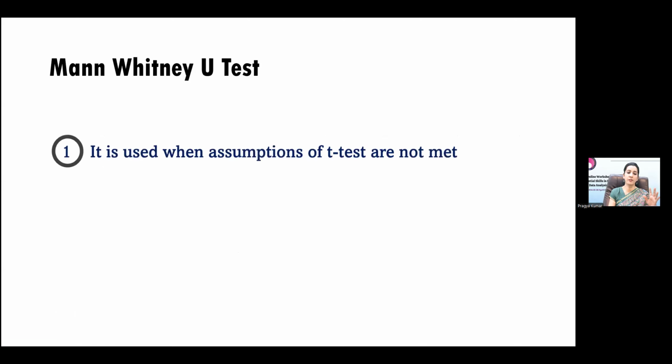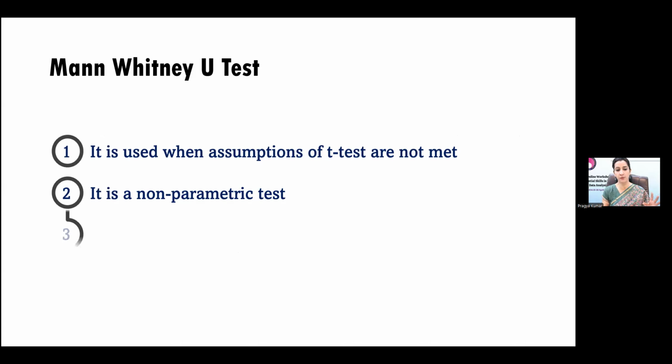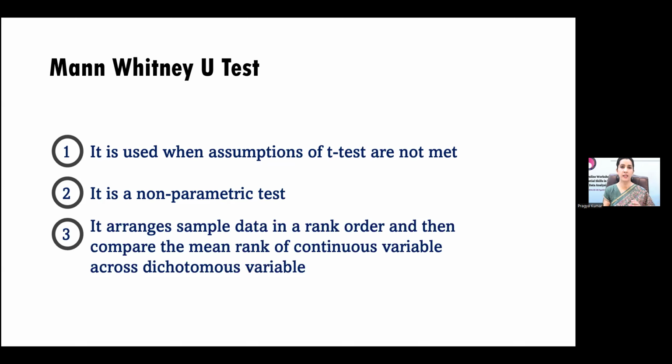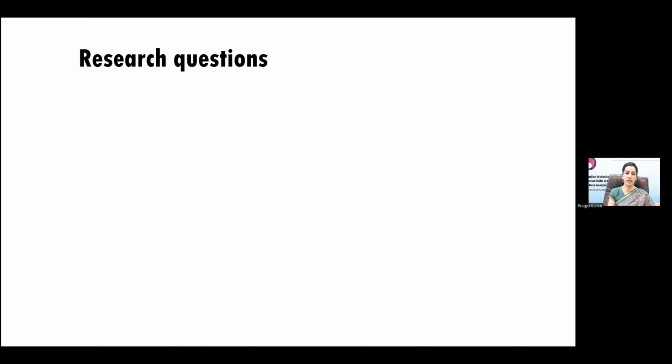And this Mann-Whitney U test, if you see the assumption, is usually used when the assumptions of t-tests are not met, like a non-parametric test. If the direction of the skew in the two groups is different, meaning in one group it is left and in the other it is right, then you can use this. What it does, basically, is arrange the sample in rank order, in ascending order, and then give a rank, and it compares the mean rank of the continuous variable across that dichotomous variable.